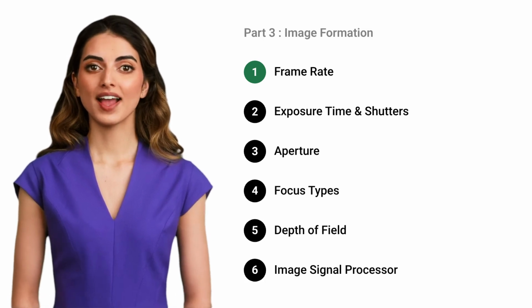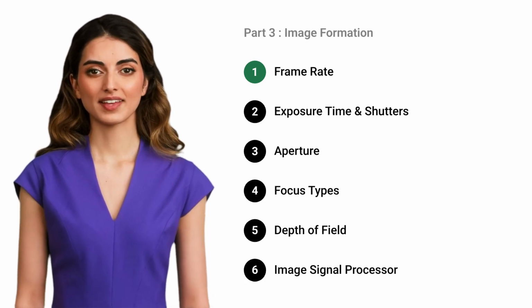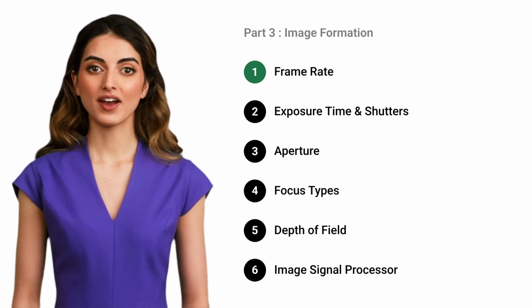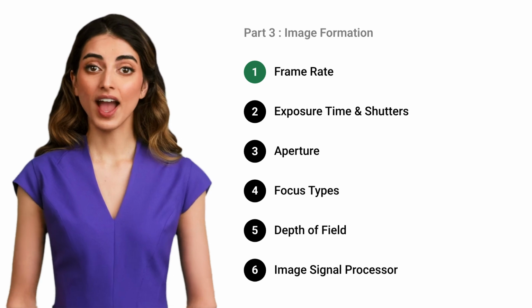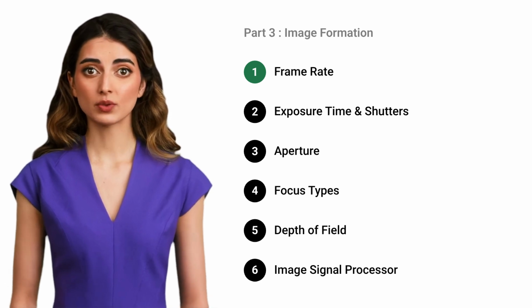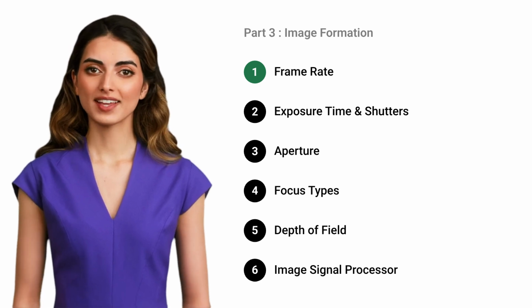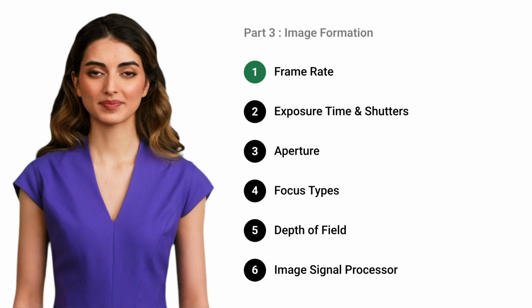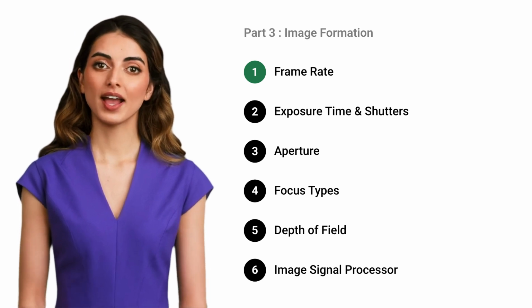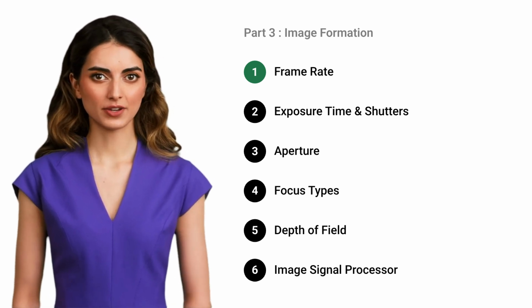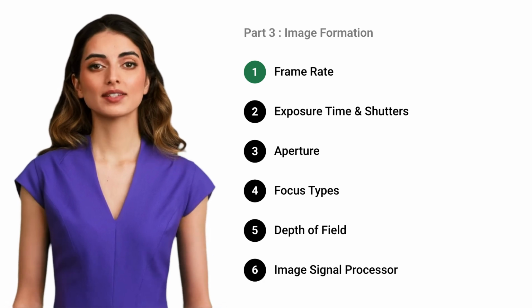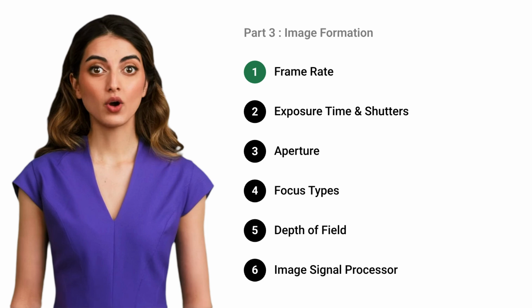Let's take a quick look at our agenda. We have now completed our discussion on frame rate, or FPS, and understood how it affects motion smoothness and video performance. Let us now move to the next topic, exposure time. We will understand how long the camera sensor collects light for each frame, and how this influences image brightness, motion blur, and overall clarity.